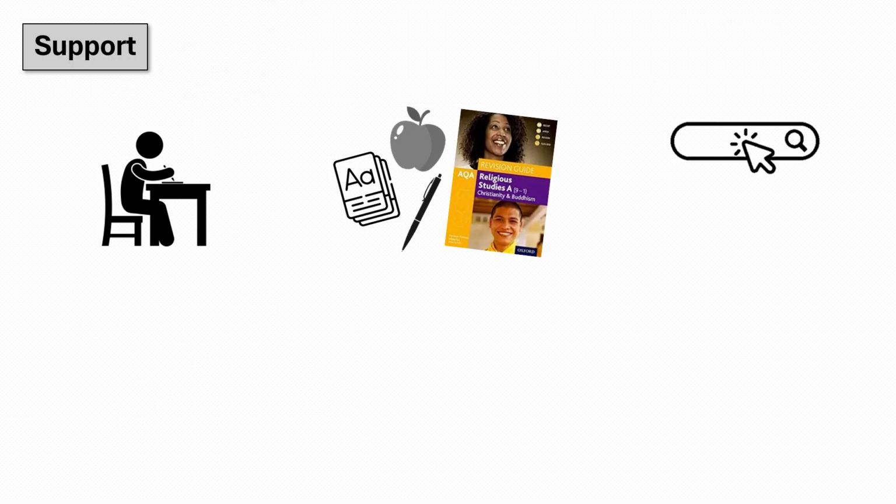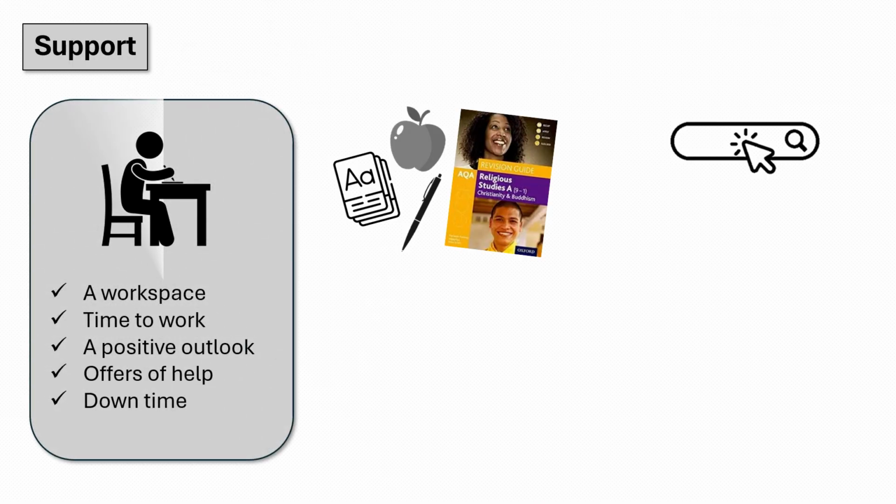So this is where the support comes in. Having a space and time to do their revision is incredibly important. Making sure that even if it's just the end of the kitchen table, if they don't have a dedicated space in their room, that they have got somewhere they feel they can work, and that they've got a bit of time to do it as well. I've added there positive outlook, offers of help and downtime, because it can feel a bit like all we talk to them about is their revision, have you done your homework yet, and so on.